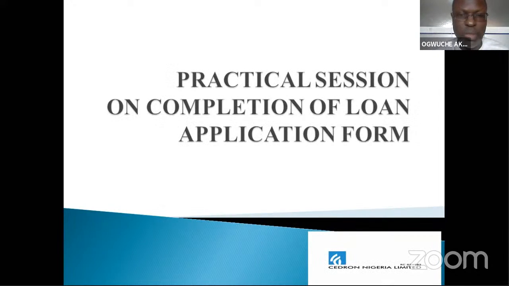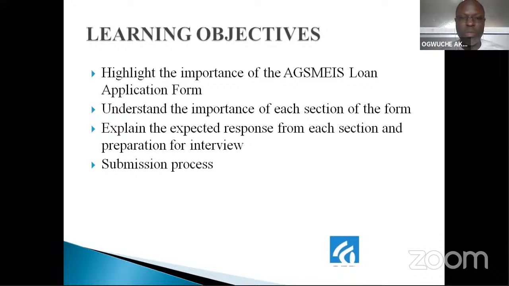Right, so the very first thing we need to do is the learning objectives. What are the learning objectives for this particular topic? First is to highlight the importance of the Agnes loan application form. Wherever you want to apply for anything, whether in the bank or in schools, there is always a tendency for you to be given an application form. So the Agnes loan application form is also a prerequisite for you to complete before you are able to access the loan. So we try to highlight the importance of that loan application form.